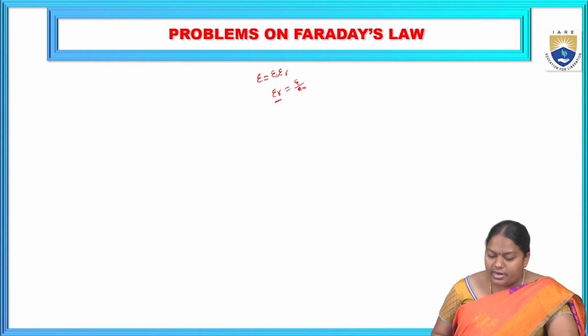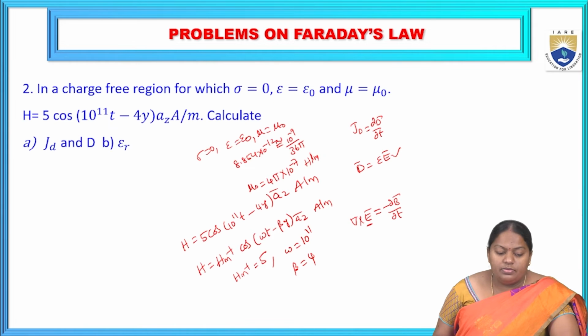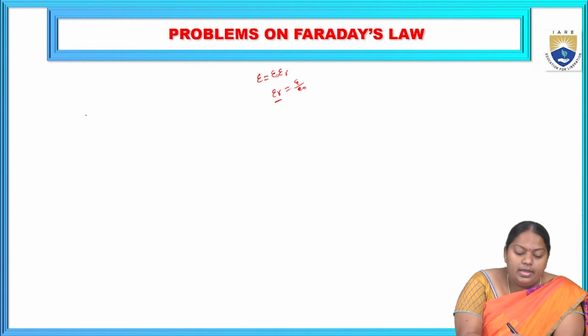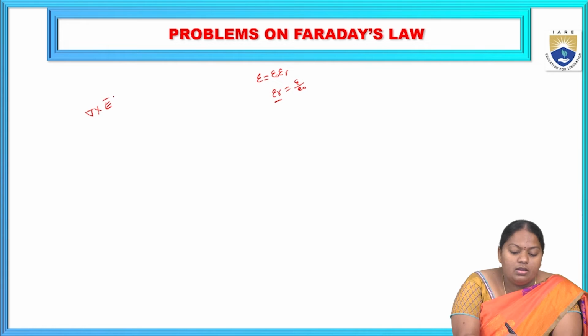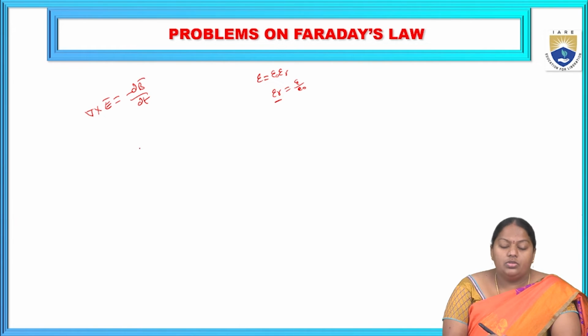Right? So to find first JD and D, we can use the given data for H, that is 5 cos(10^11 t − 4y). From that, first use Faraday's law, that is del cross E bar equal to minus dou B bar by dou T.